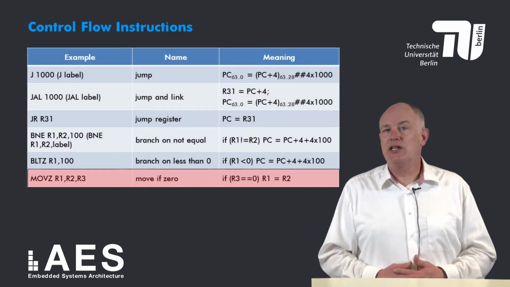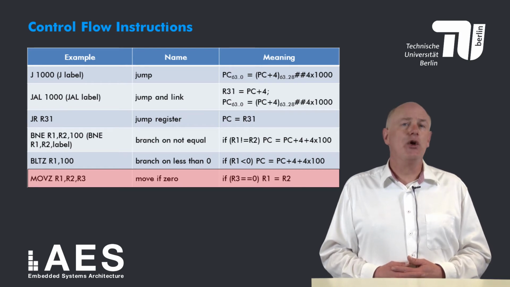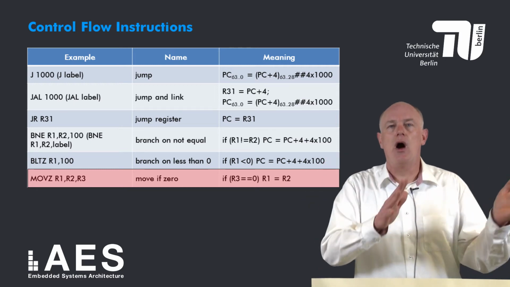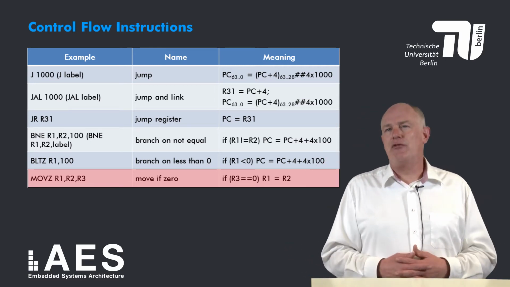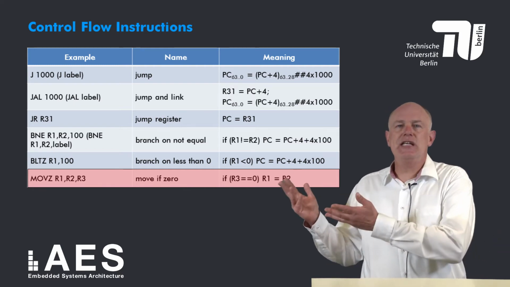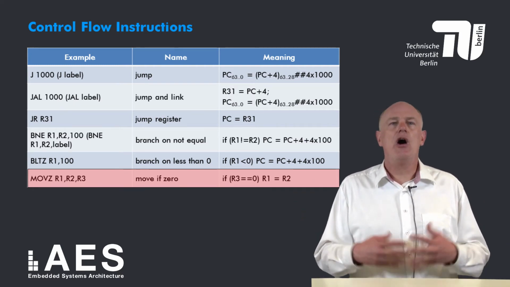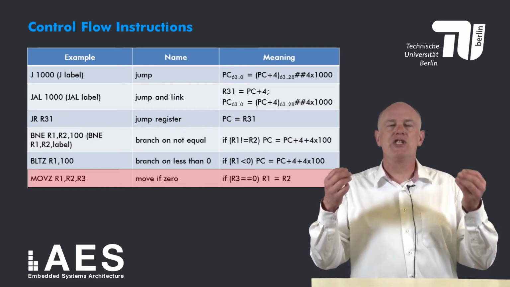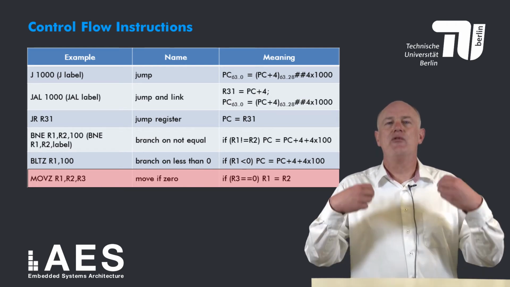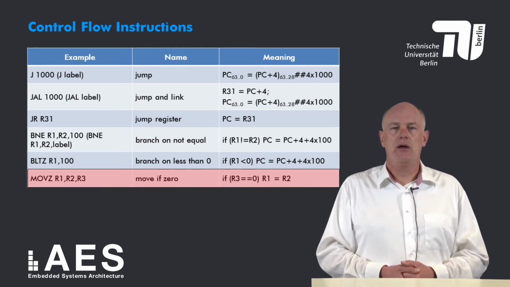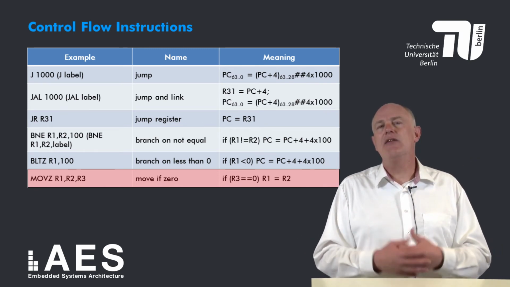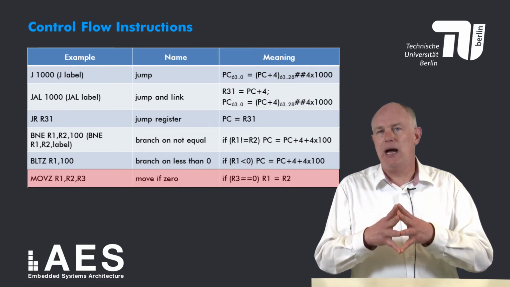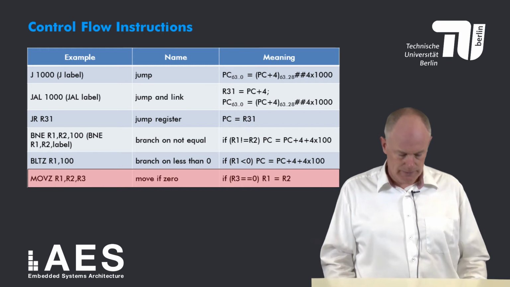The final instruction I want to discuss from this slide is the conditional move if 0. This instruction copies R2 to R1, but only if R3 equals 0. Such conditional or predicated instructions are used to remove branches altogether because branches disturb the normal sequential execution and therefore reduce the execution efficiency. Later in this lesson, I will return to this issue several times because branches are a big issue.